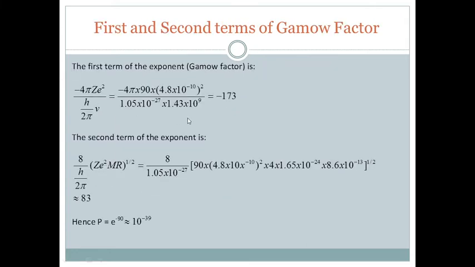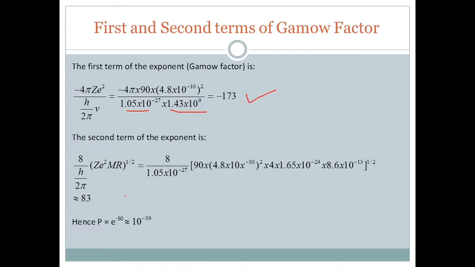Now let me put this into this gamma factor. The gamma factor has got two parts, the first term and the second term. The first term is minus 4 pi Z square upon h cross V. So I put all these values here. I put Z as 90. You can see this. I am not putting Z as 92, but I am putting the daughter charge, that is 90. 4.8 into 10 raised to minus 10. This is the ESU square. h cross value is 1.05 into 10 raised to minus 27. Velocity we have calculated earlier. So this is what I get, minus 173.